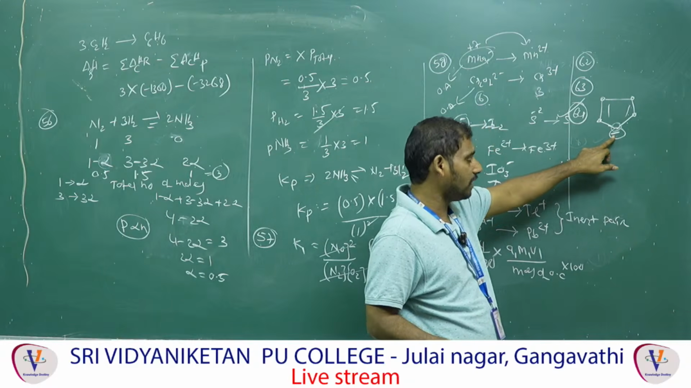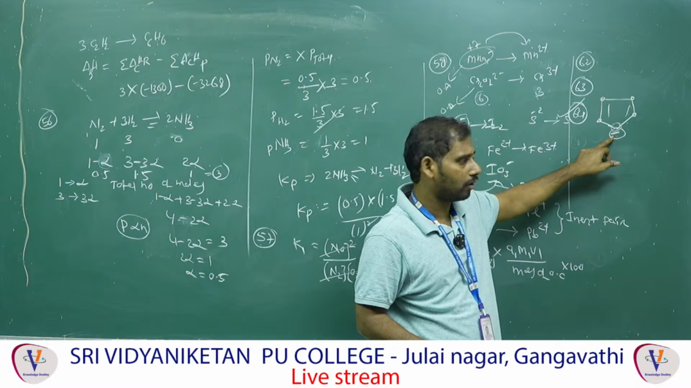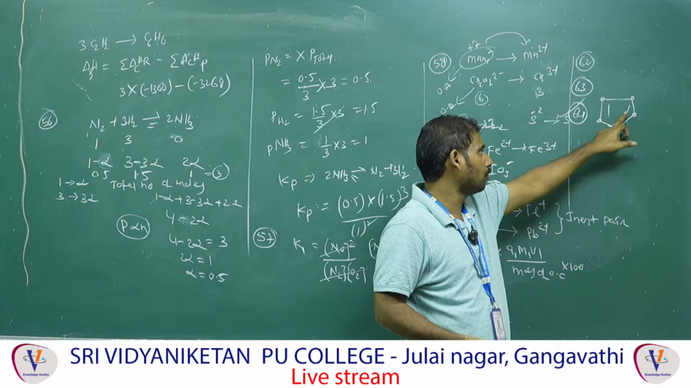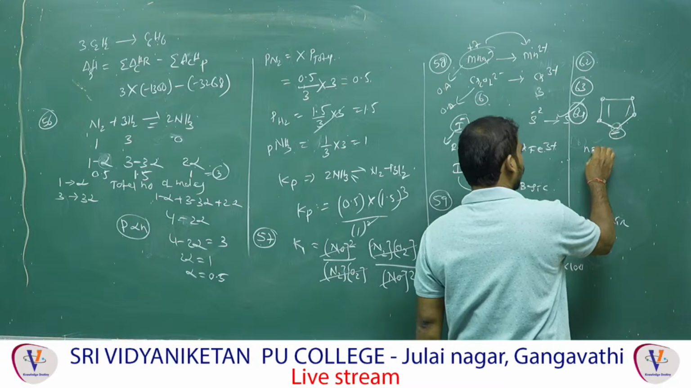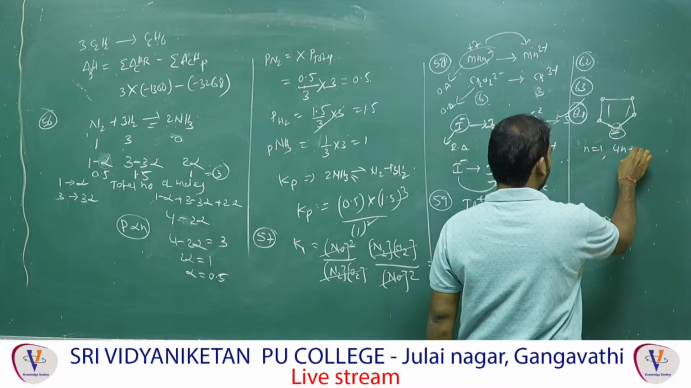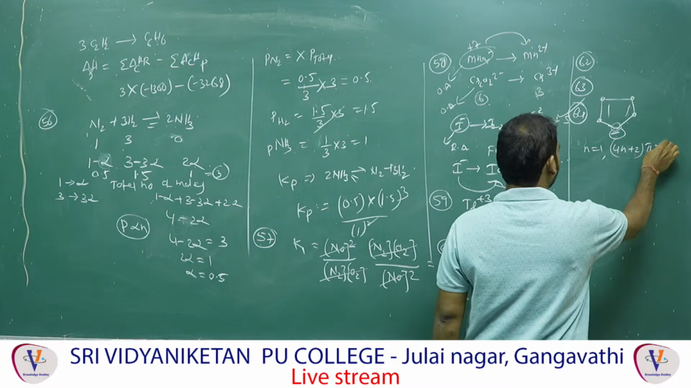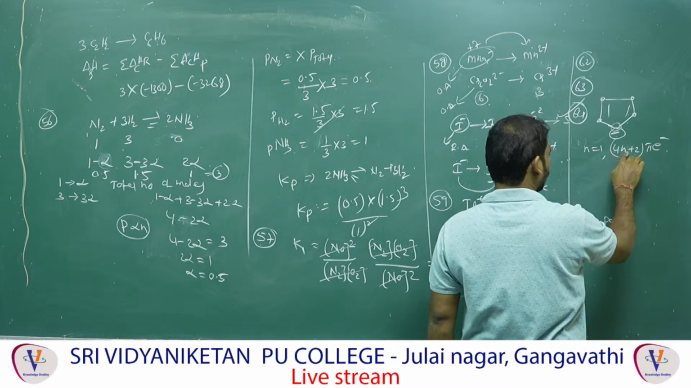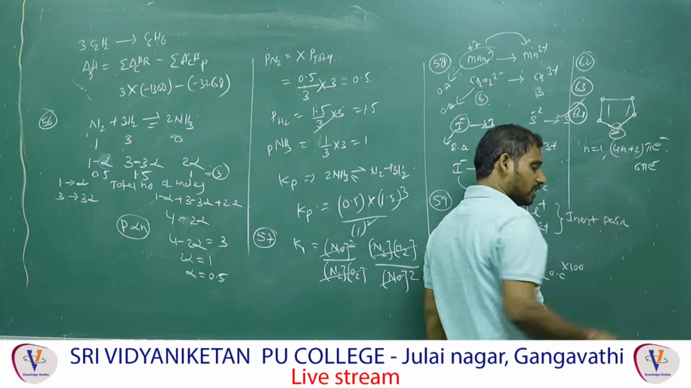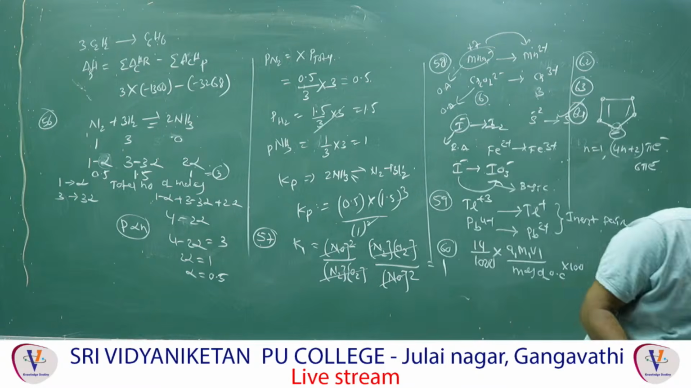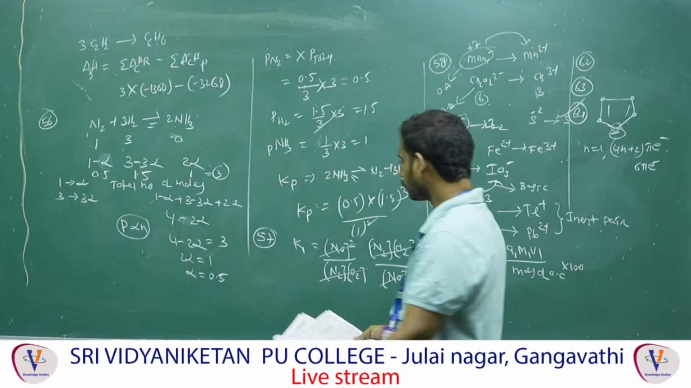When a negative charge is there, that is also considered as one pi bond. In total, how many pi bonds? 1, 2 and 3. Total 6 electrons. 6 electrons means n equal to 1, that is 4n plus 2 pi. N equal to 1, 4 plus 2, the total is 6 pi electrons. So this is satisfying. The answer is B and C, so the second option.